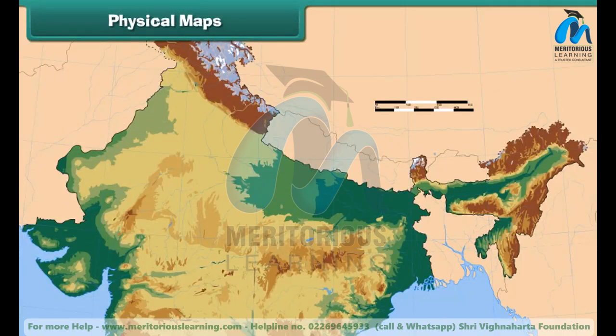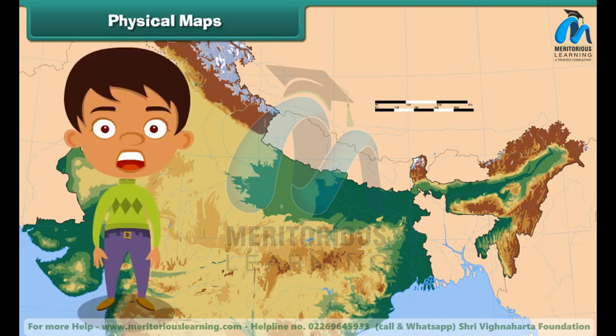Physical maps. Physical maps illustrate the physical features of an area such as mountains, rivers, and lakes. Water bodies are usually colored blue in a physical map. Different colors are used to show different land elevations, green for lower elevations, and orange or brown for higher elevations.